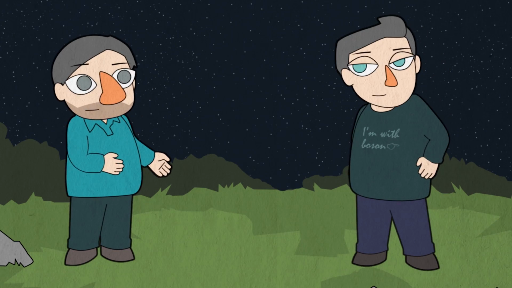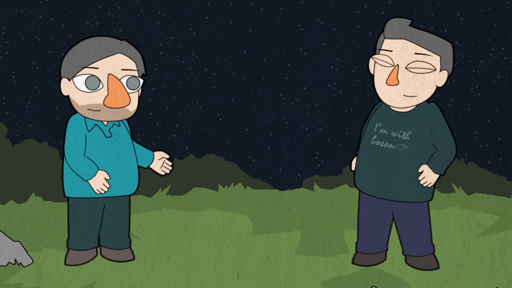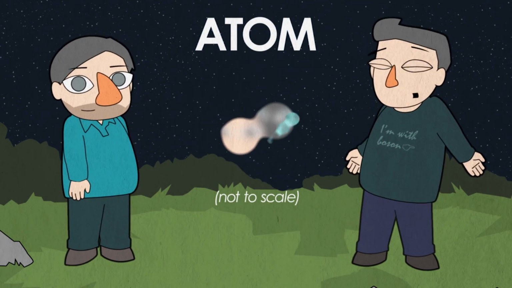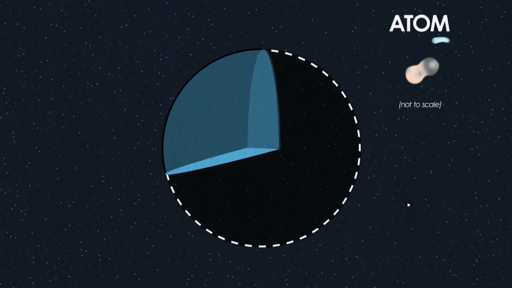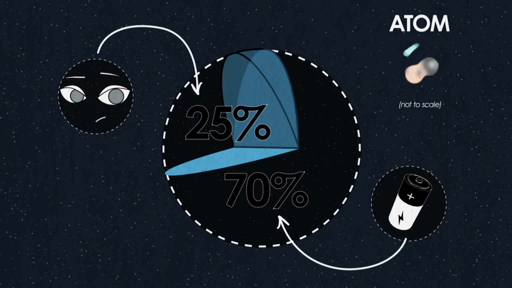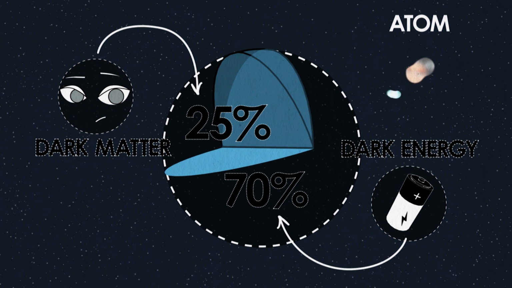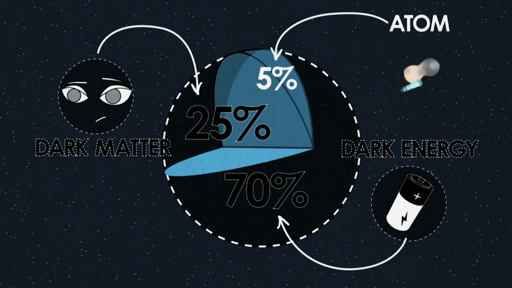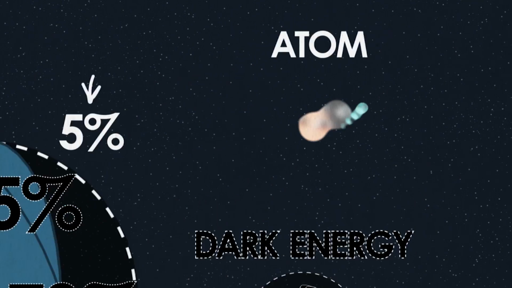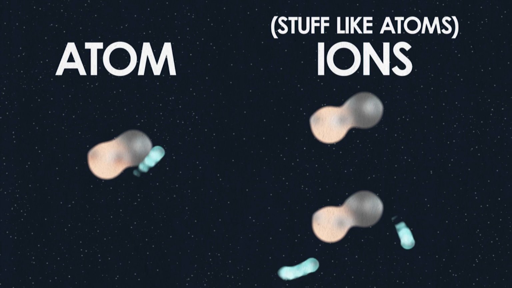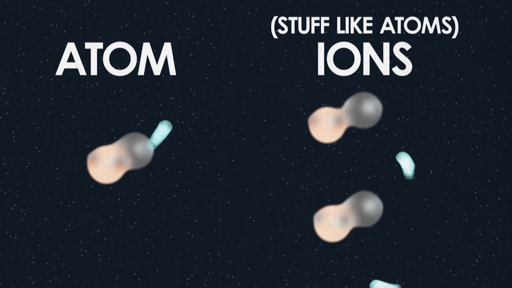Adam, I was wondering what everything's made of. So first of all, isn't everything made of atoms? Yeah, all the stuff around us is made of atoms. I mean, there's the 95% of the universe where we don't really understand what it's made of, dark matter and dark energy. But putting that aside, the 5% of the universe where we do seem to understand what it's made of, it's all made of atoms or stuff like atoms, ions, which are atoms with missing electrons or extra electrons.